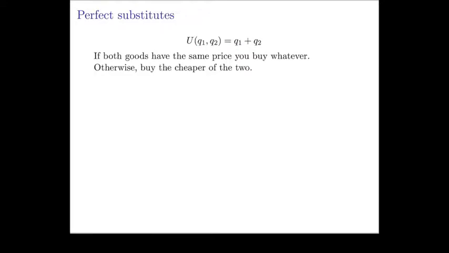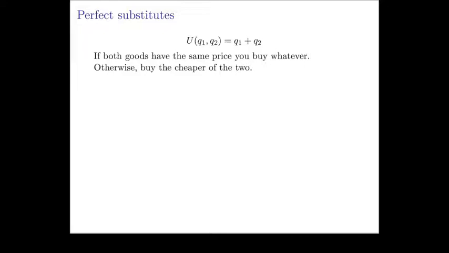Next, we look at perfect substitutes. Perfect substitutes utility function says your utility from Q1, Q2 is just Q1 plus Q2. If both the goods have the same price, then you buy whatever bundle. It doesn't really matter. So just let's go back to our intuition here.